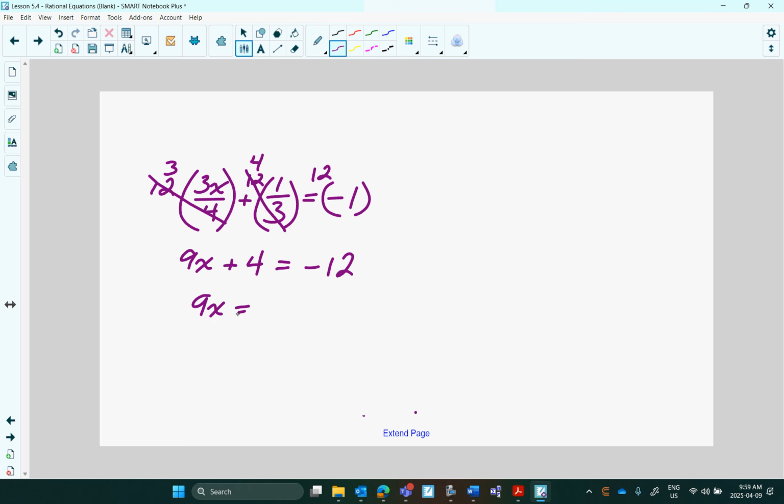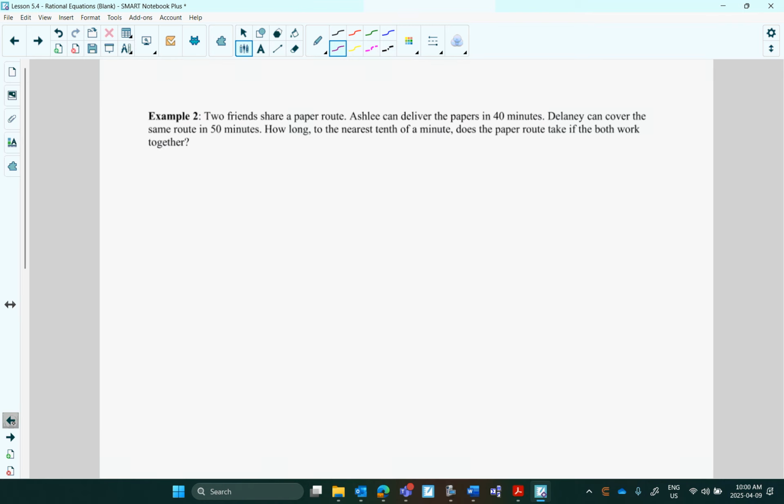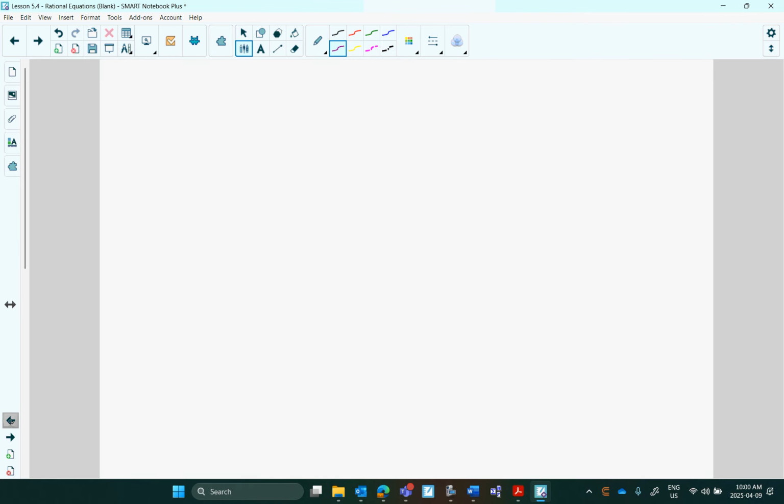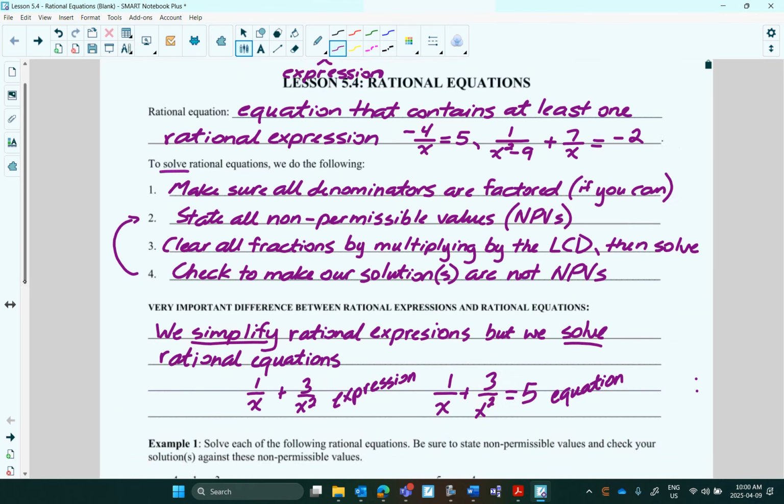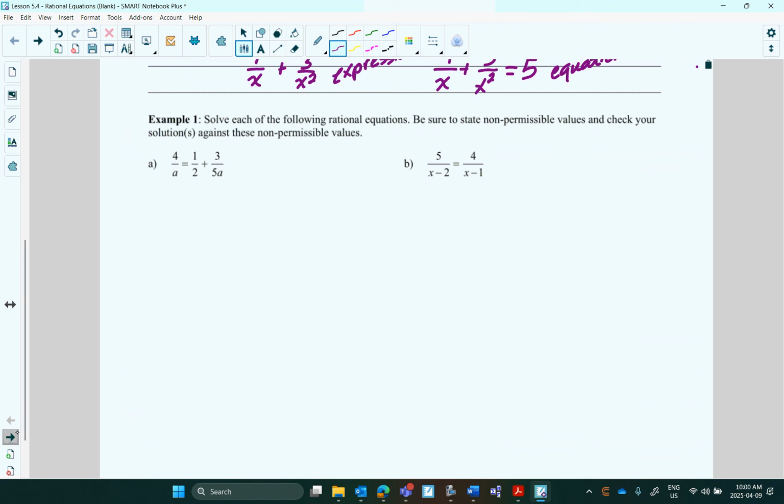So subtract 4 from both sides. Divide both sides by 9 to get your final answer. Okay? Like I said, we did a lot of those in grade 9. We did some in grade 10. Now we're just going to look a little bigger. So, you guys know how to find LCDs of variables.